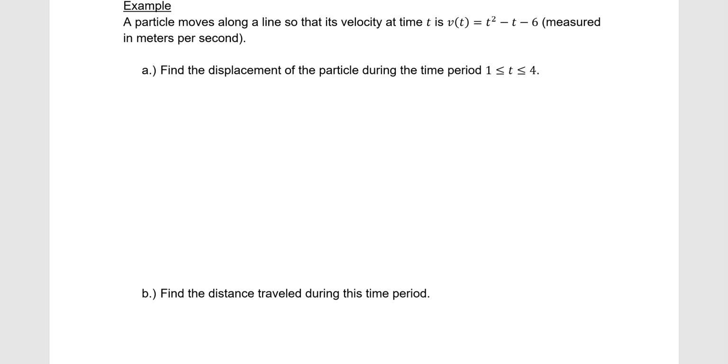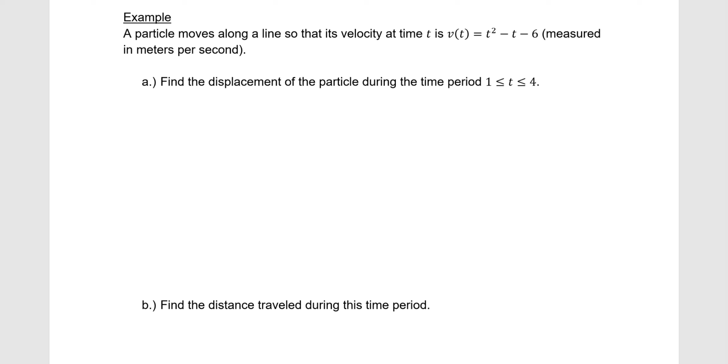Okay, last example here. A particle moves along a line so that its velocity at time t is v of t equals t squared minus t minus 6, and this is measured in feet per second. We're going to find the displacement from 1 to 4 and also the distance traveled. So it is important that we're moving in a straight line, or else we would have to do a little bit other stuff involved. So everything we do is going to be in a straight line.